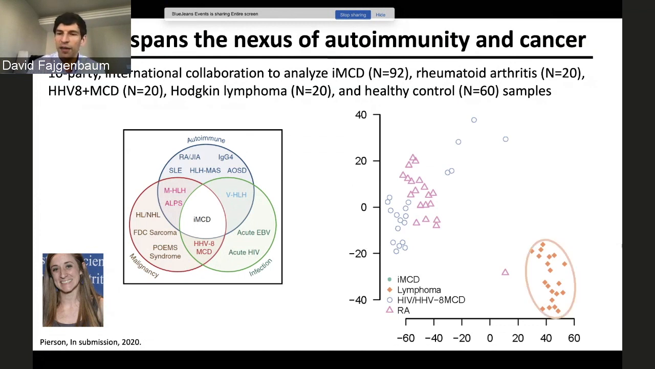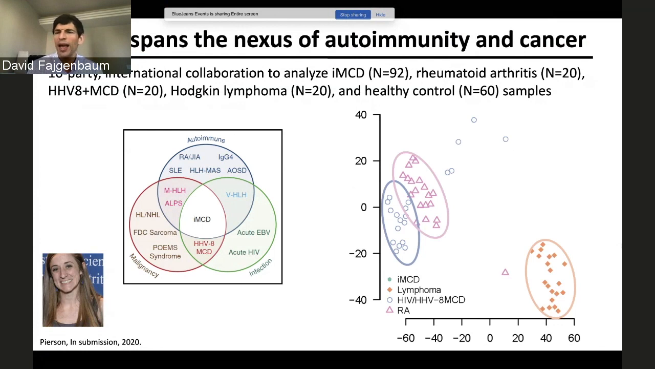And you can see that these lymphoma samples clustered quite closely together. So the lymphoma serum samples are very similar to one another. The HHV8 positive MCD, HIV positive samples are also very similar together. They cluster together quite well. And the rheumatoid arthritis samples also cluster together quite well. And interestingly, the RA and the HIV samples happen to cluster very closely.